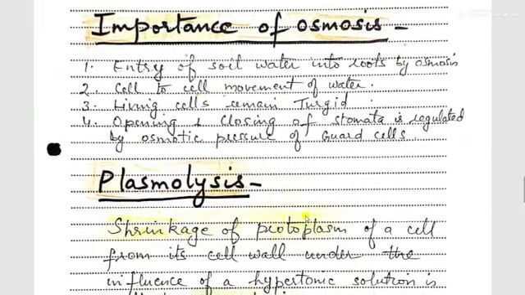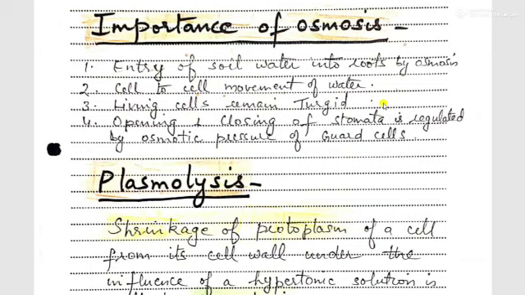Next topic is importance of osmosis. First, entry of soil water into roots takes place by osmosis. Second, cell to cell movement of water also takes place through osmosis. Third, living cells remain turgid. Turgid means they are swollen. The plant cells are swollen when water is filled inside.